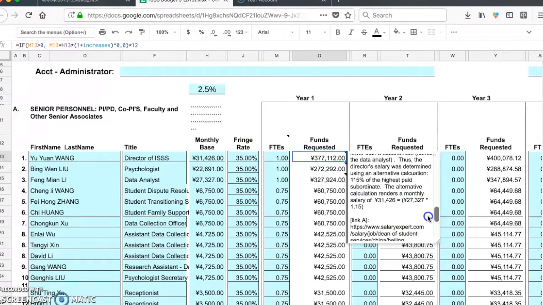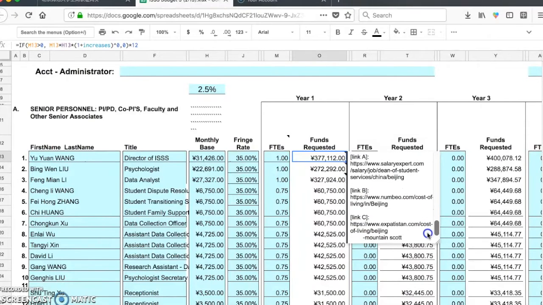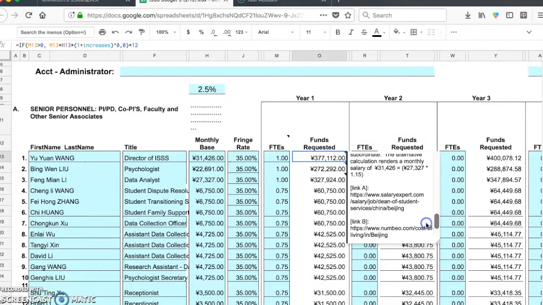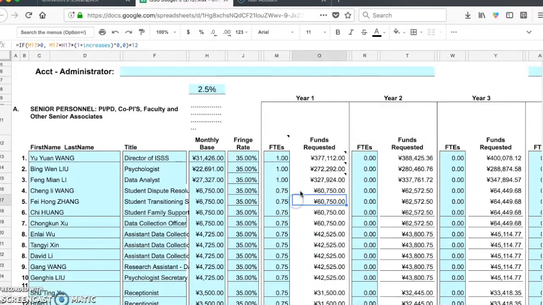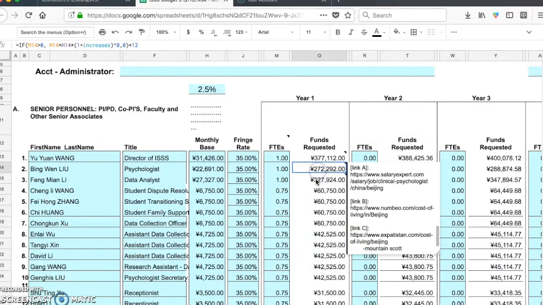And I took that and decided to add an extra 15%. So the formula that's different for the director of international student support services is that it's 115% of the highest paid subordinate. So in the end, the director's salary is based on the highest paid subordinate salary. I think I've repeated that enough that you get where I got my information from. And so this is how I arrived at the three total top figures here.